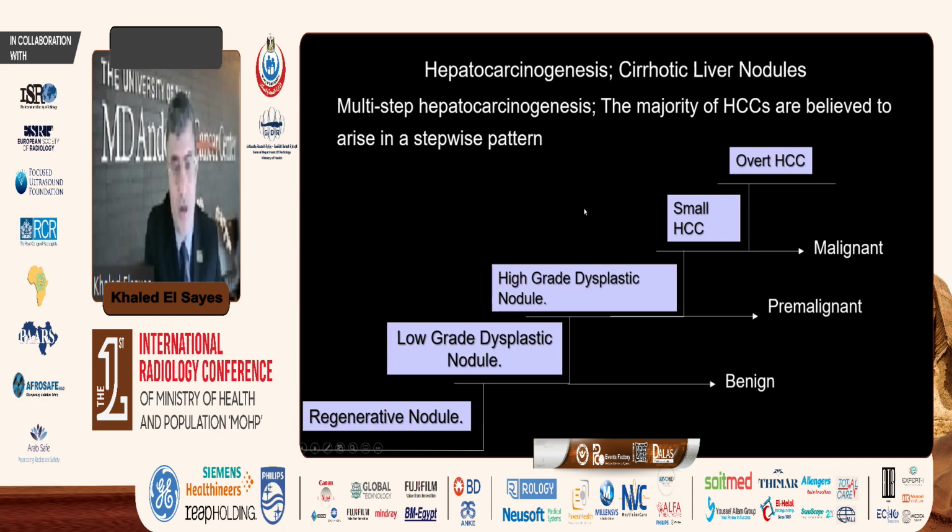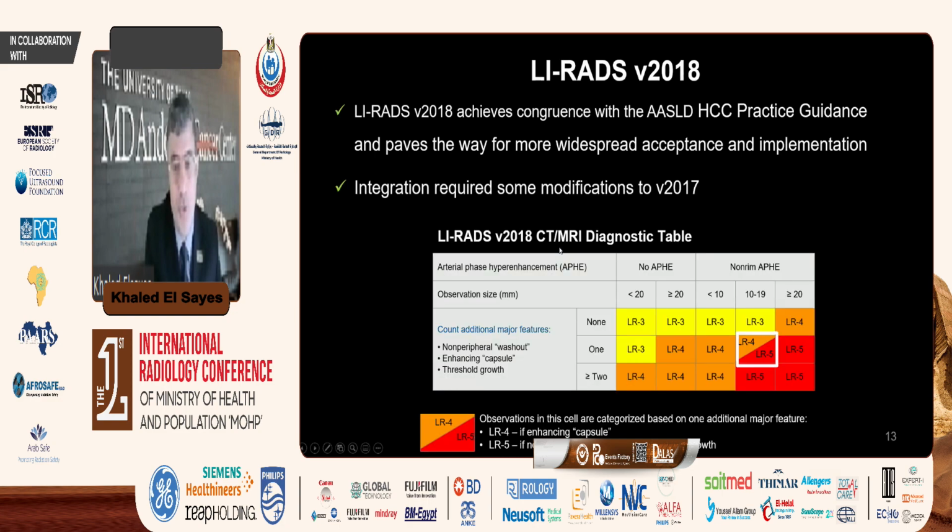Okay, so there are several examples for this, but again, what really helps us is LIRADS, which would tell you exactly how to categorize the observation that you see in a cirrhotic liver. So LIRADS version 2018 was a huge milestone, being included in the American Association for the Study of Liver Diseases practice guidelines, which paved the way for more widespread acceptance and implementation of LIRADS.